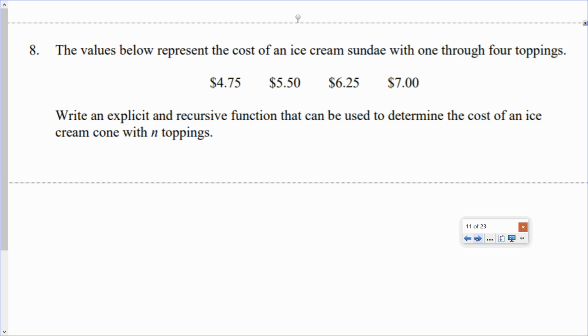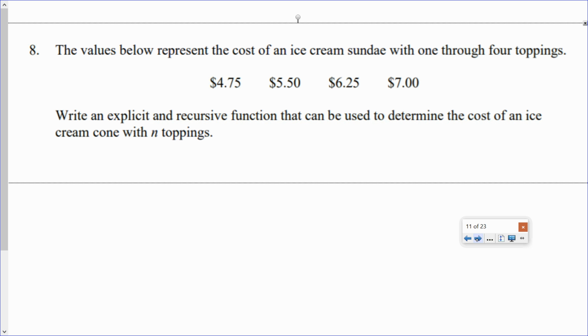This is, I guess we could take a look at this right now. This is pretty much like what we did in the last lesson. It's a word problem version of it, but it's really pretty much the same thing. The values below represent the cost of an ice cream sundae with 1 through 4 toppings. Write an explicit and recursive function that can be used to determine the cost of an ice cream cone.